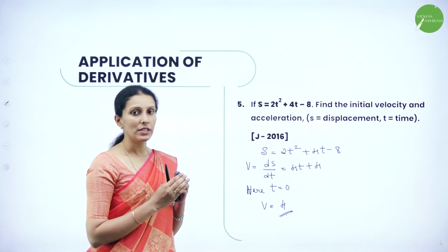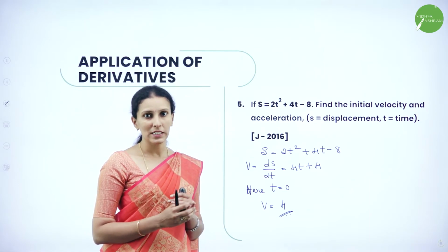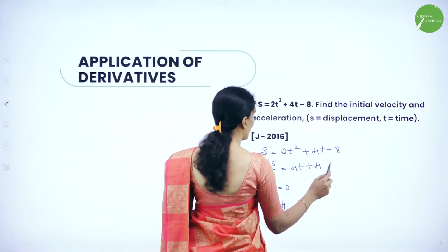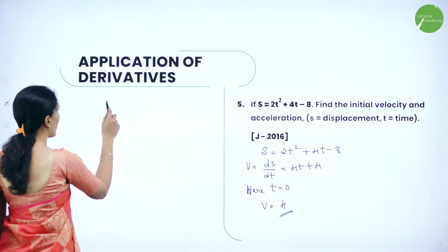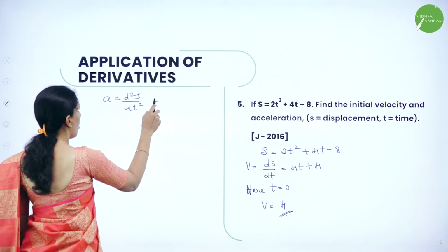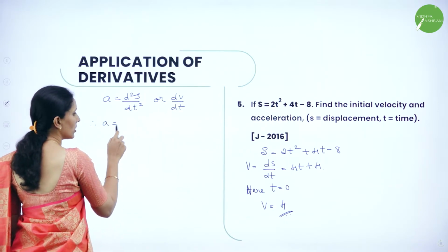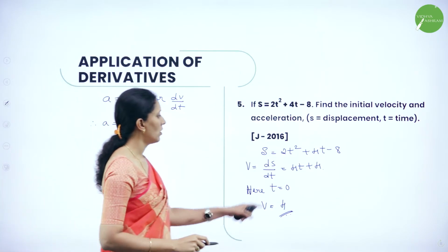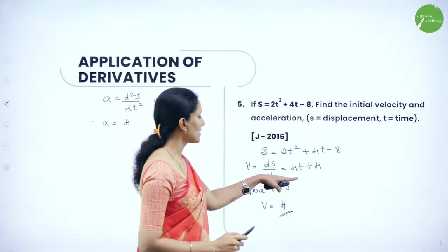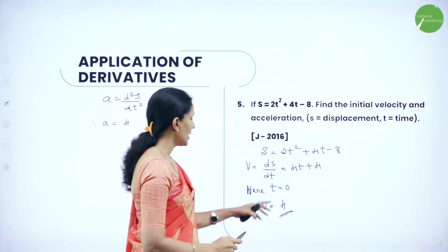For initial velocity, you have to consider time as 0, and for final velocity, you have to consider velocity as 0. Next, we have to find the acceleration. Derive acceleration from the velocity. You can take a is equal to d square s by dt square, or you can write it in the form of dv by dt. Therefore, acceleration is 4 again, because 4t means you will get 4 and derivation of 4 is 0. Hence, the acceleration is also 4. Velocity at time 0, initial velocity is 4.